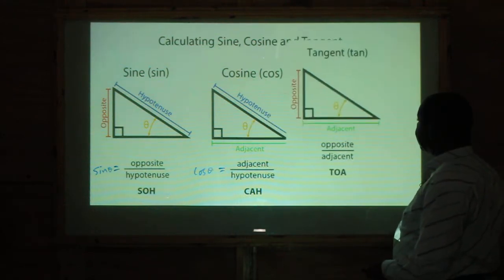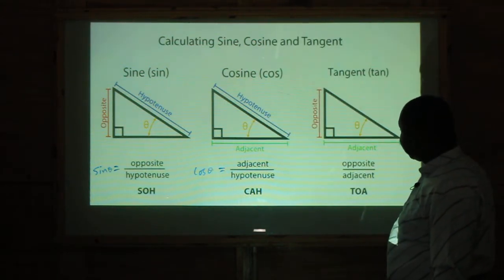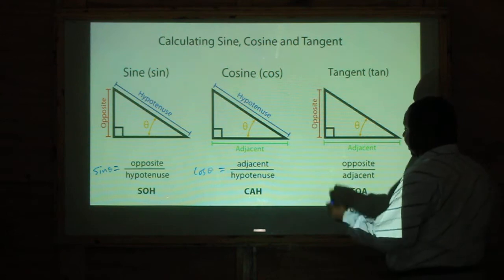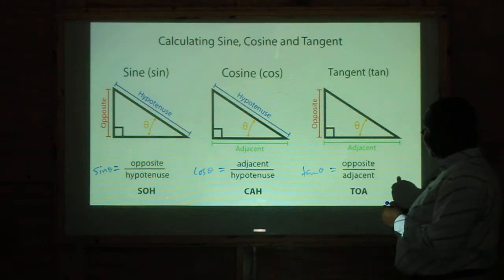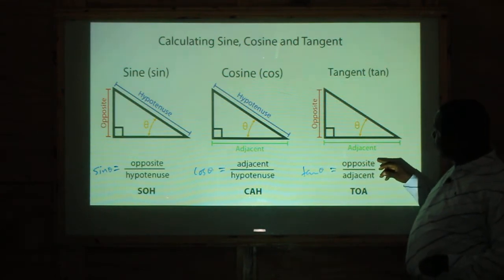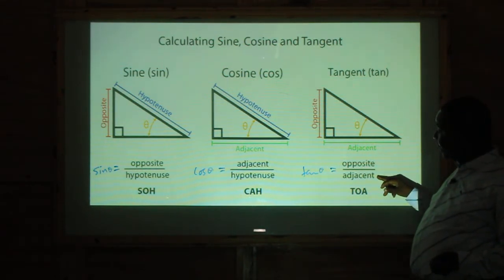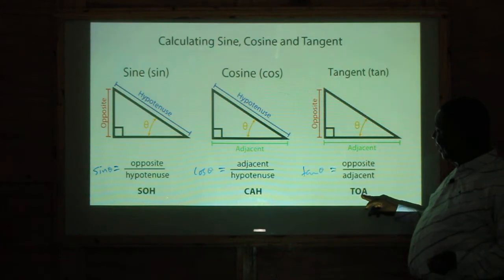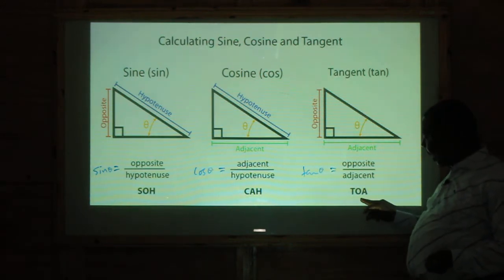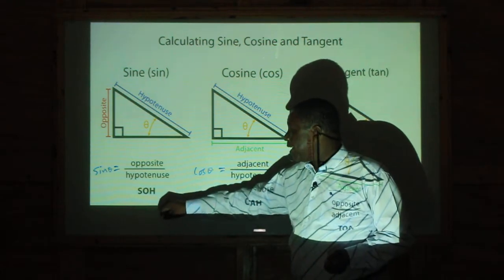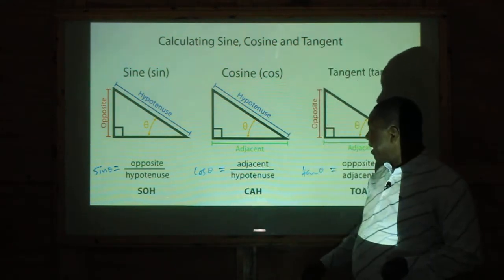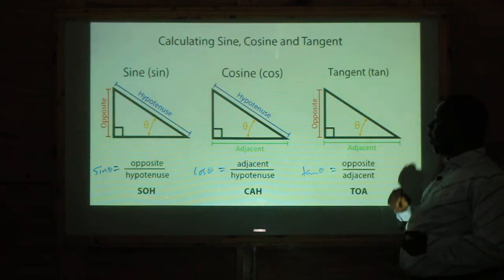And we have the third one, which is the tangent. This is the tan. We call it the tan of theta, and the tan of theta is always opposite all over adjacent. That is why you have TOA. You see? So we have the SOH, we have the CAH, and we have the TOA.